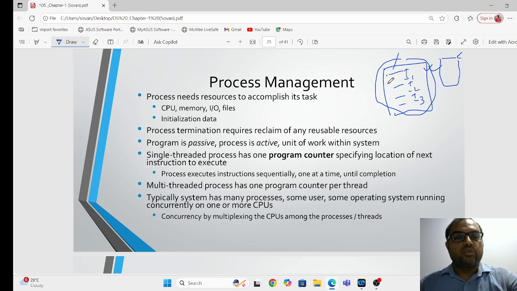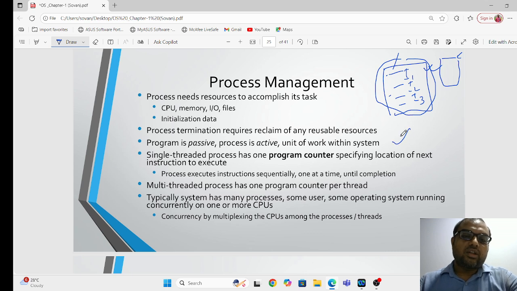Then there is the initialization of the data, and process termination is also very important. When the process finishes its tasks, it can terminate. If it is not terminated, the memory will not be freed. So it is also a required task of the operating system. When the process is completed, all the information of this process will be deleted or destroyed from memory. This is the process termination.